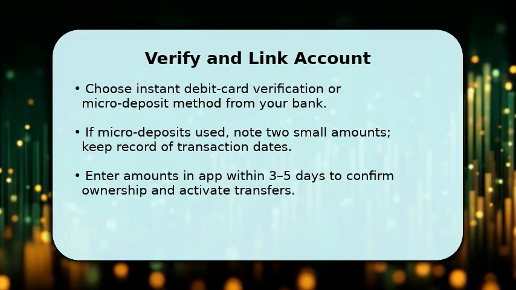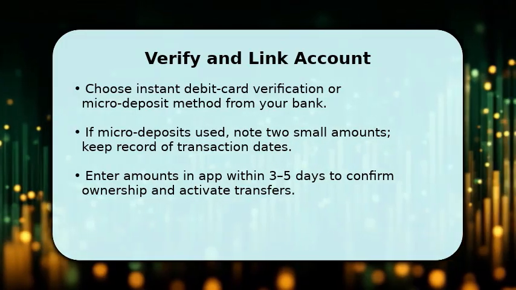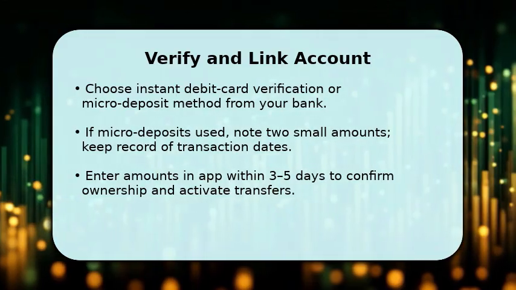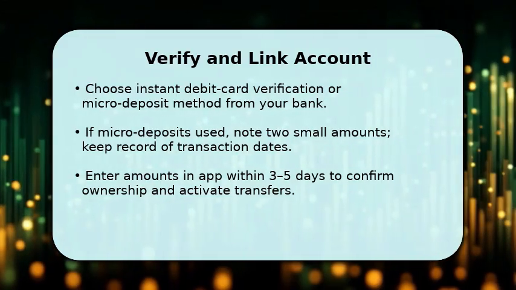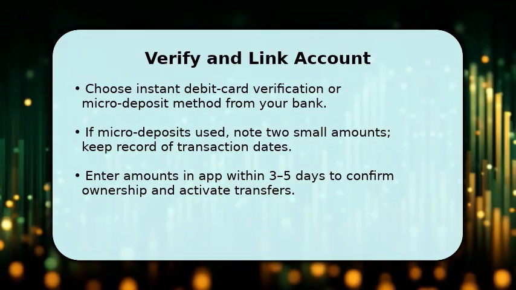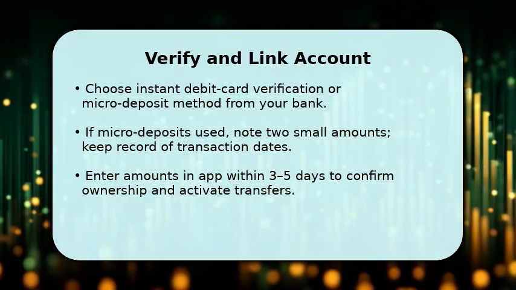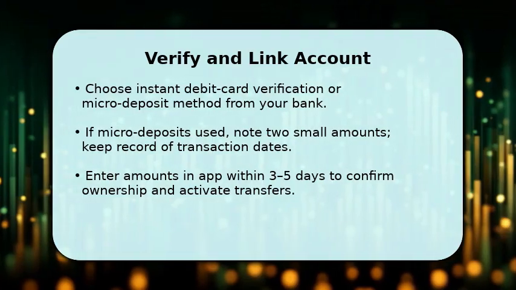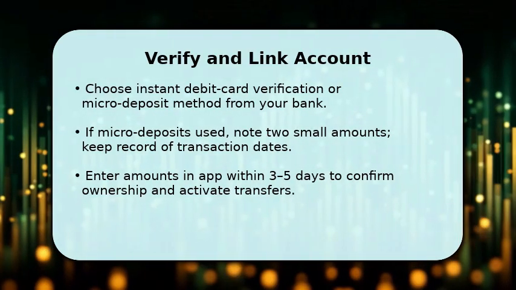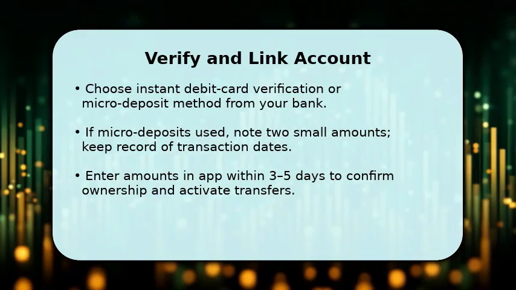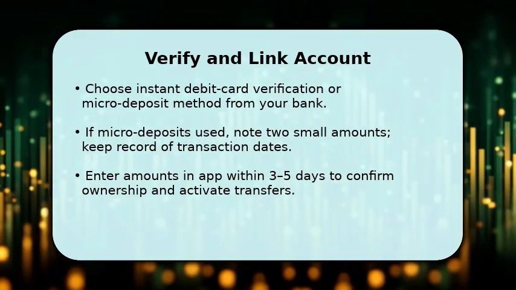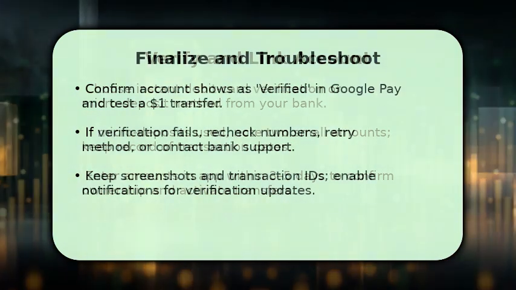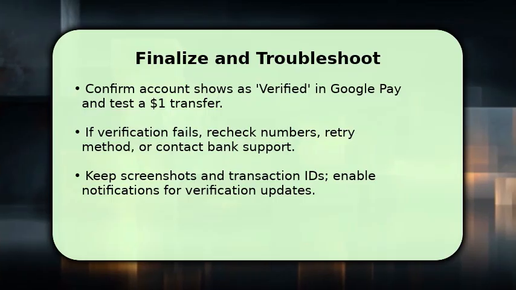If you use debit card instant verification, provide CVV and card expiry, and authorize the small temporary charge, Google Pay confirms immediately. If micro deposits are used, your bank posts 2 small amounts within a few days. Check statements and enter those exact cents into the app. Once Google Pay confirms the amounts, your bank account becomes linked for payments and transfers, enabling direct deposits and bank-to-bank transfers. Finally, you finalize setup and verify functionality.